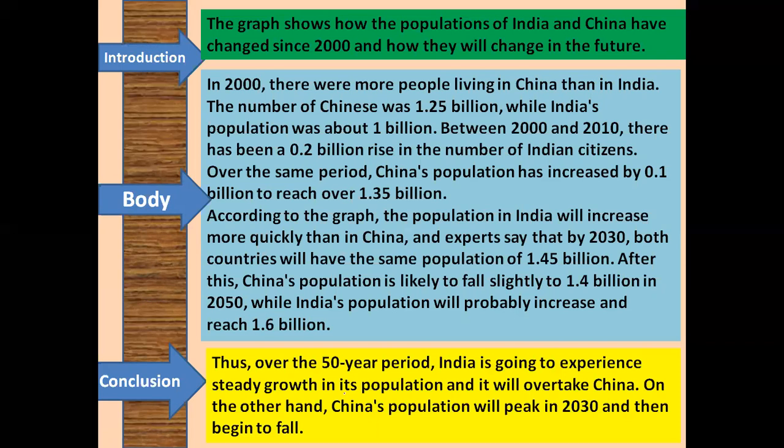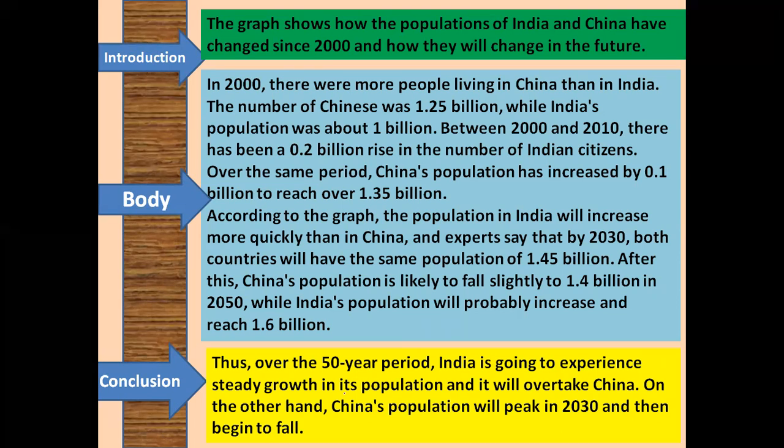Then you will give a comparison study of India's and China's population year wise. First you will give what happens in 2000, then in the period of 2000 to 2010, and then 2030, and then 2050. In this way you will give detailed information about India and China's population. In 2000, there were more people living in China than in India. The number of Chinese was 1.25 billion, while India's population was only 1 billion.